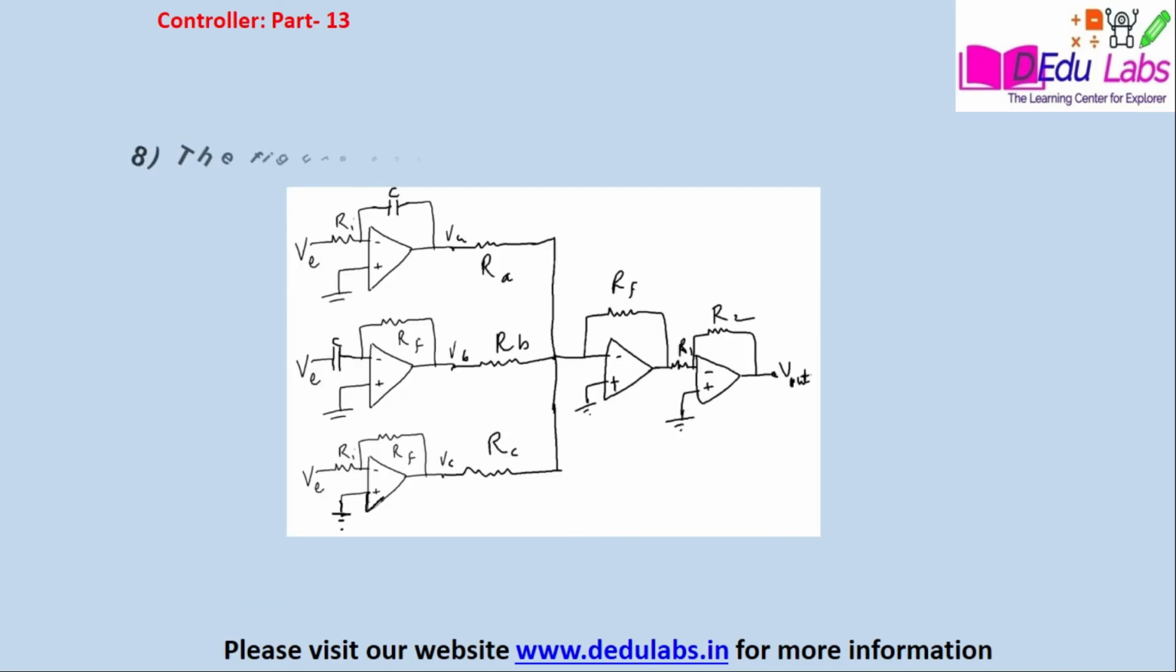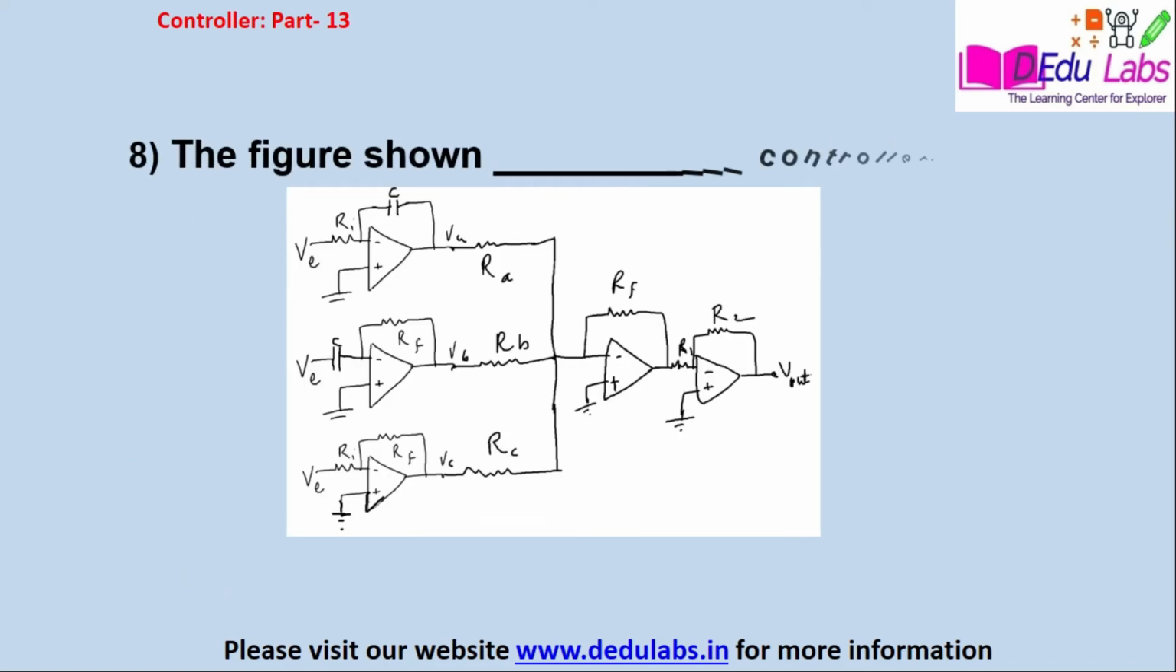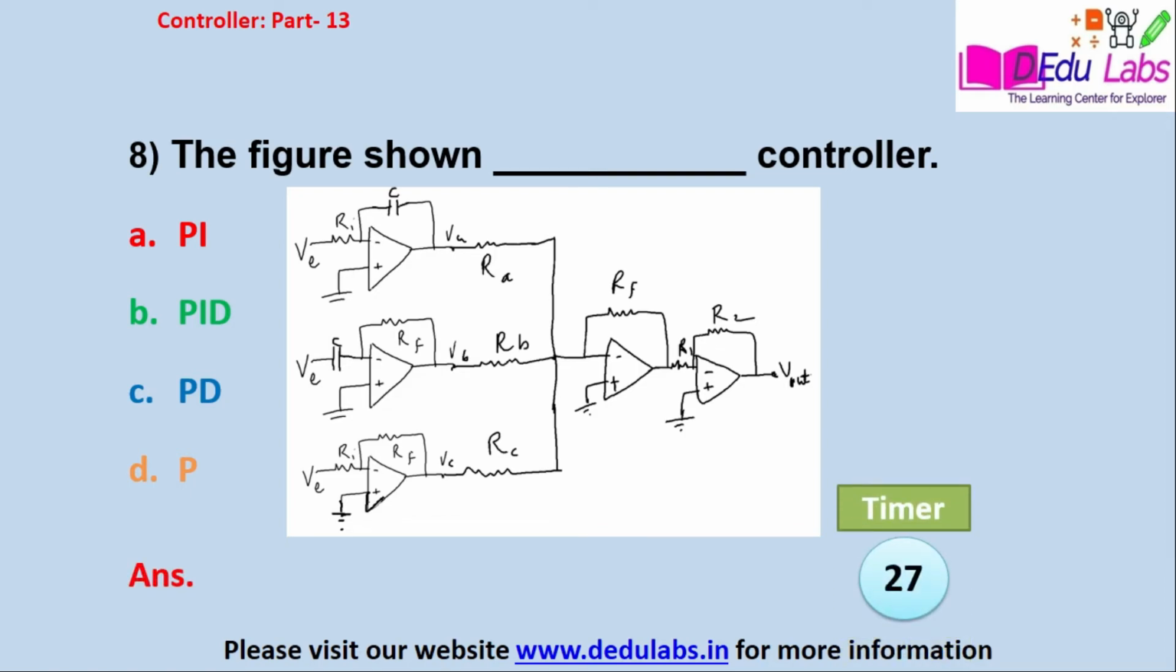Question number 8. The figure shown below represents a blank controller. Option A, PI, that is proportional integral. Option B, PID, that is proportional integral and derivative. Option C, PD, that is proportional derivative. Option D, proportional. The answer is option number B, that is a proportional integral derivative controller.